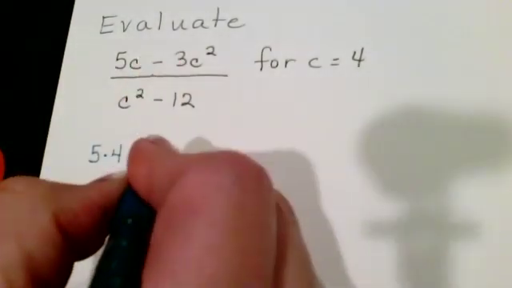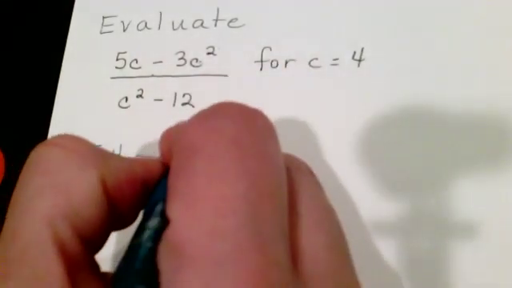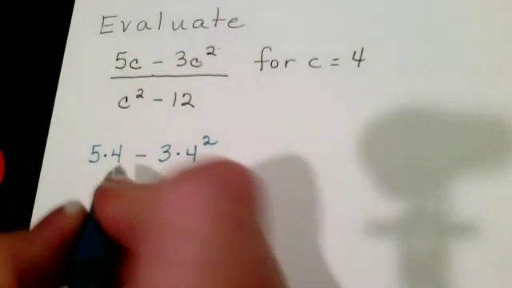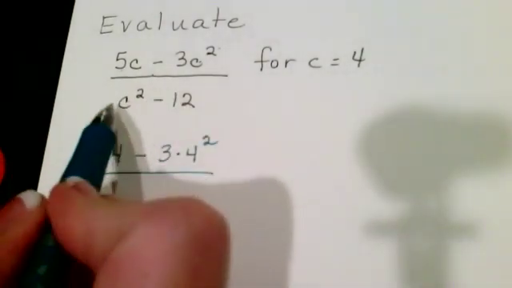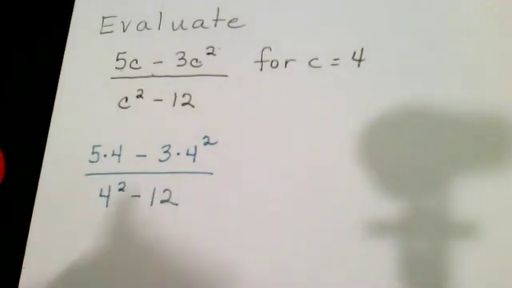Then I've got minus 3 times, and now I've got c to the second, so that's 4 to the second. We'll do the same on the denominator. C to the second really is 4 to the second when we're substituting in that value.